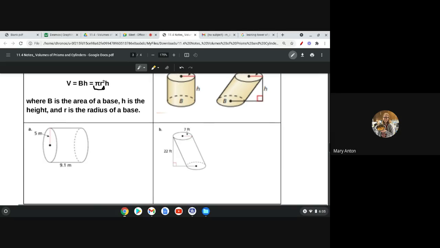Okay, how about an example? I guess I don't have instructions, but this is find the volume of each cylinder. So the volume of a cylinder is pi radius squared times the height. And in this one, that 5 is the radius and the 9.1 is the height. So our volume is pi times 5 squared times 9.1.